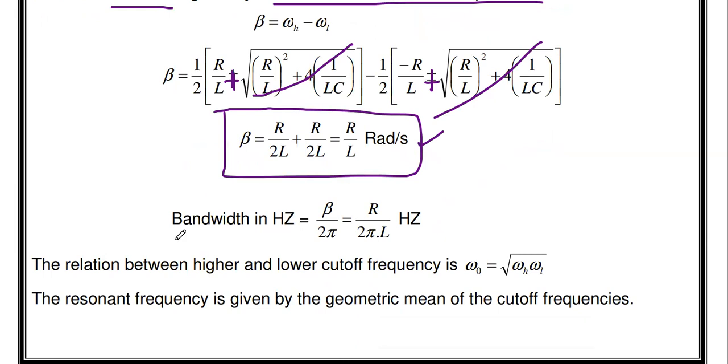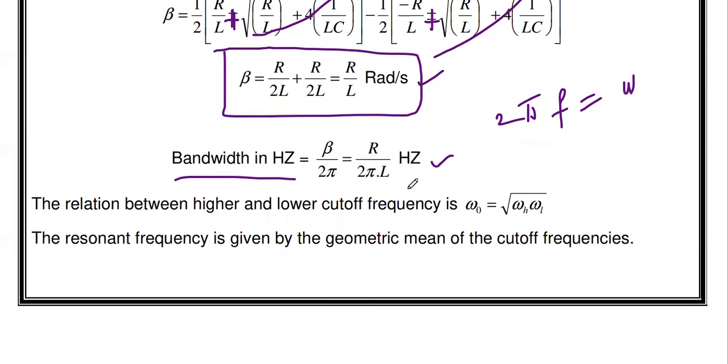Then if you want to find the bandwidth in hertz, that means frequency F. What is the relation between omega and F? 2 pi F is called omega. So the bandwidth in hertz, you just divide this bandwidth by 2 pi. So R by L divided by 2 pi, so R divided by 2 pi L hertz. This is the bandwidth of series RLC in hertz, and this is the bandwidth in radians. So we derived the bandwidth.